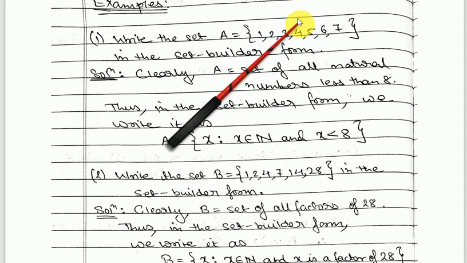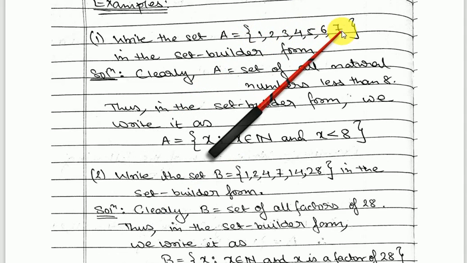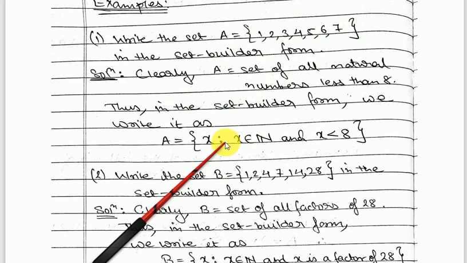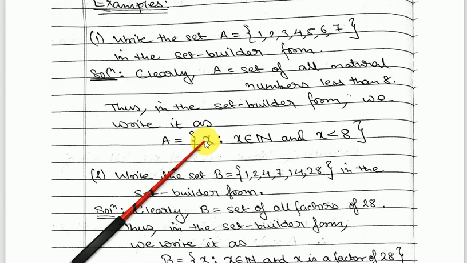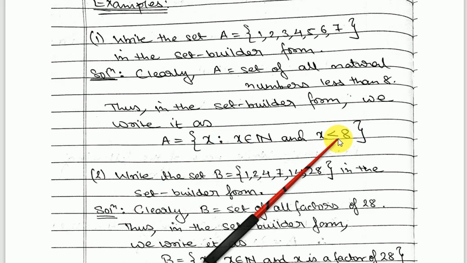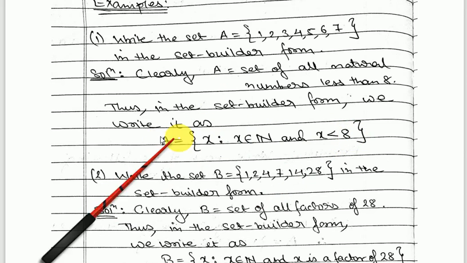So the same set is this. The only thing is that here each element is written separately, but in this case you are defining it through a rule. The first part is x, which denotes the elements, and x will be a natural number and x has to be less than 8. So obviously in place of x you can take 1, 2, 3, 4, 5, 6, 7, but you cannot take 8. Though 8 is a natural number, the second condition is not satisfied: 8 is not less than 8. So this is called set builder form for this set.